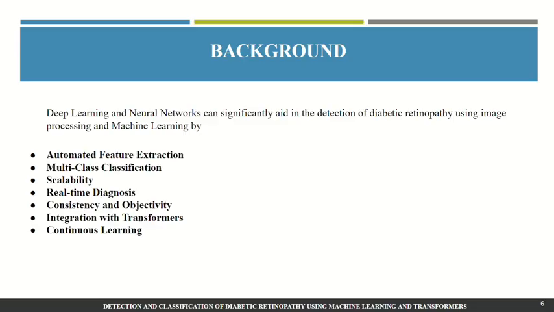So this is the background of our project, which is based on deep learning and neural networks. Deep learning and neural networks give us several advantages such as automated feature extraction, multi-class classification, which we have used in our project, where we have classified diabetic retinopathy into multiple classes. Scalability, that is large datasets can be used. Real-time diagnosis, consistency and objectivity, that is CNN models are very consistent. Integration with transformer and continuous learning.